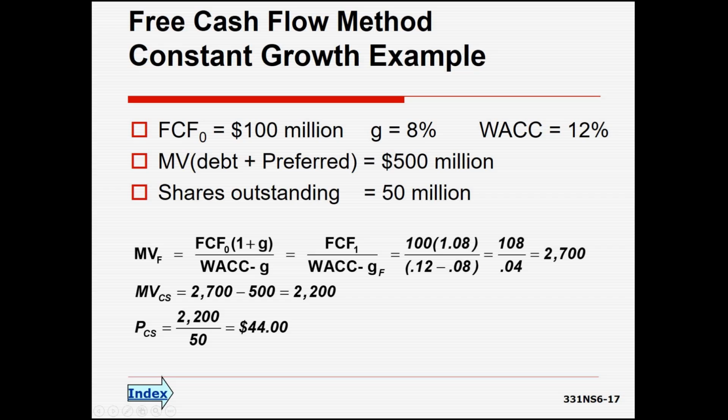Let's walk through an example. Free cash flow for the past year, FCF0, was $100 million. Pay attention to FCF0 or free cash flow 1, same caveat as with D0 and D1. Constant growth rate, 8%, cost of capital, 12%. The market value of the firm's debt and preferred is $500 million, and the firm has 50 million shares outstanding. Using the free cash flow constant growth formula, we find the value of the firm is $2,700 million. Subtracting debt and preferred, the value of common equity is $2,200 million. Dividing by the 50 million shares results in a stock price of $44.